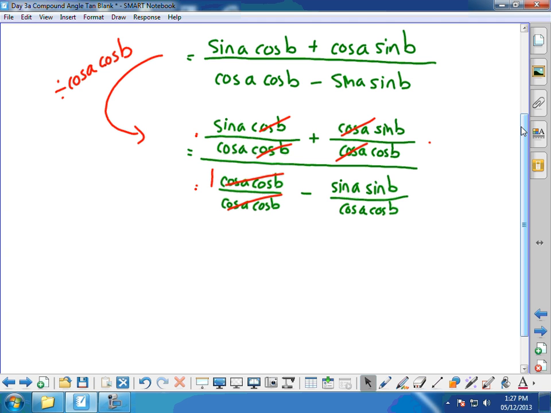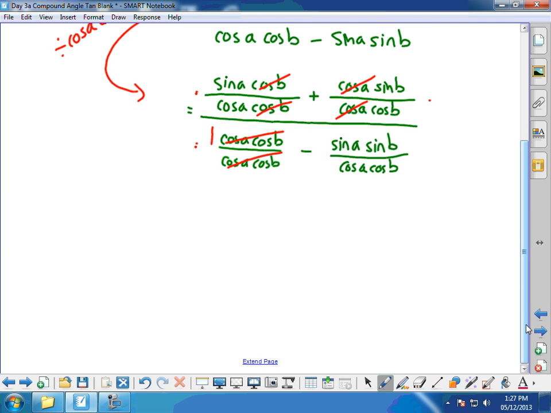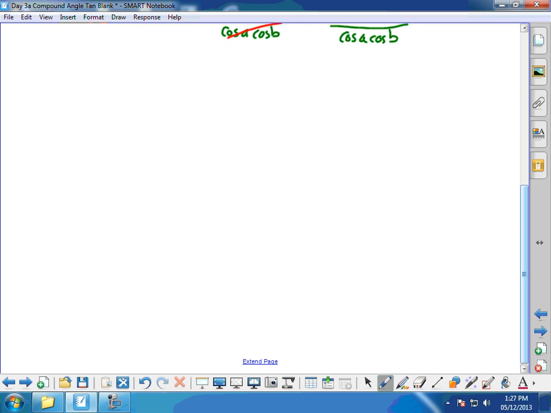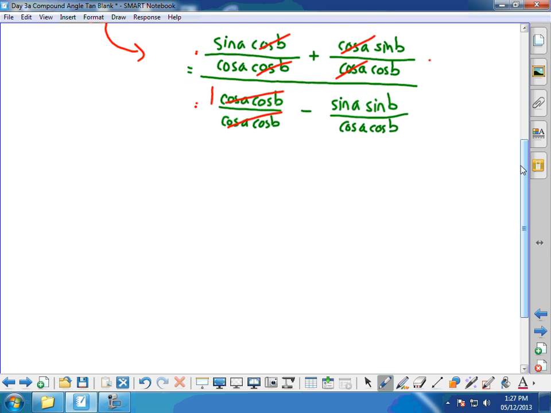All right, so after all this canceling, what am I left with? Let's try and simplify it a little bit. So on the top, the coses have canceled, so I'm left with sine A over cos A. And on the other one, the coses cancel, so I'm left with sine B over cos B.